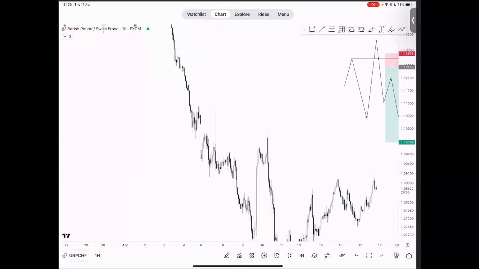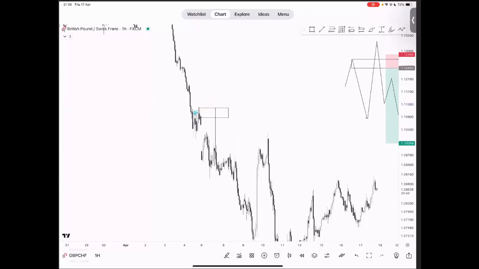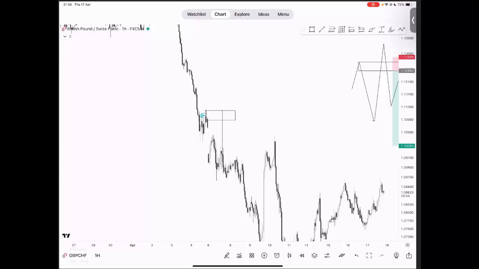We had a sweep at this level. We had this particular supply level. Price did what? Price broke structure at this point. You can see there was a gap here. Price broke structure at this point. So we have it like this and then it pulled back to create this inducement level like this, right?